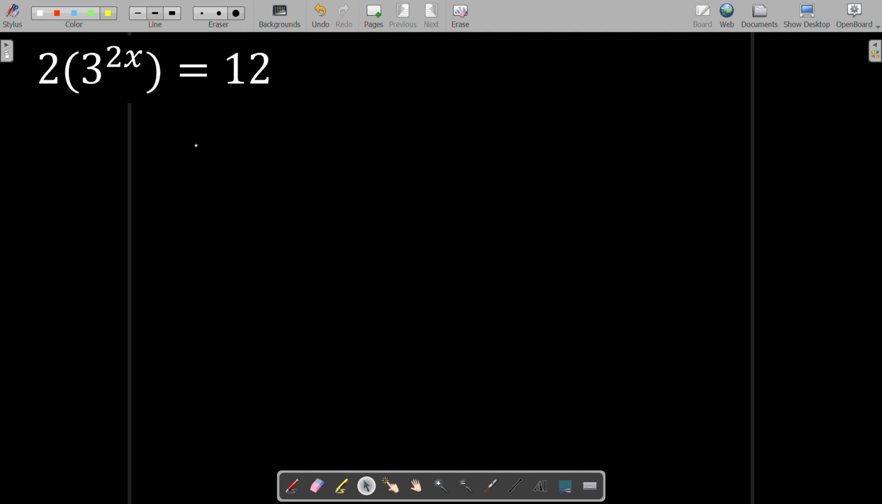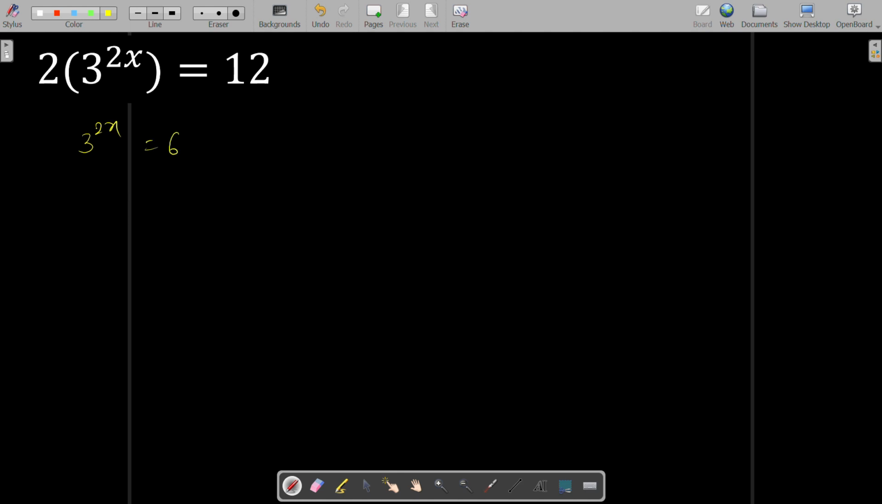So let's see the question that we have today. It is 3 power 2x equals 12. So it is also a very basic one. Okay, so how are we going to do this? Let's see. This 2 is in multiplication form, so I think we can divide both sides by 2. Then what we will get here is 2x equals 12 divided by 2, which is 6.